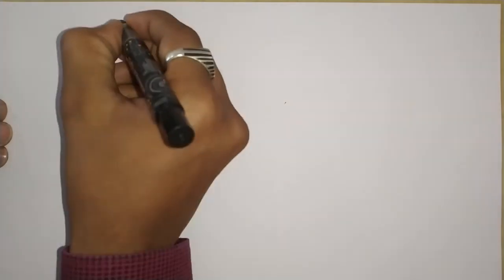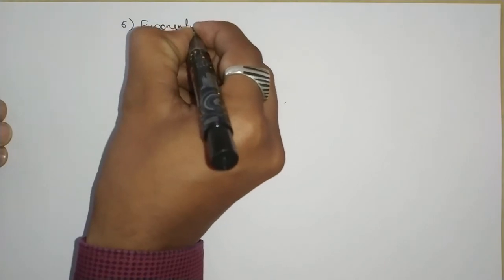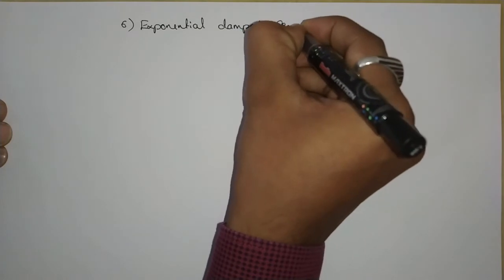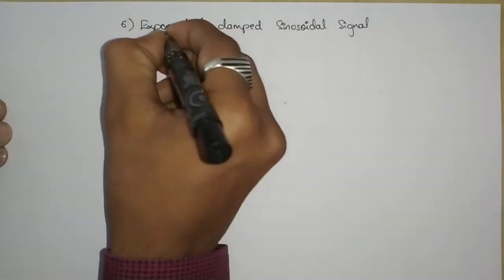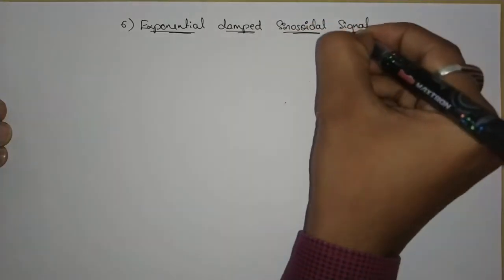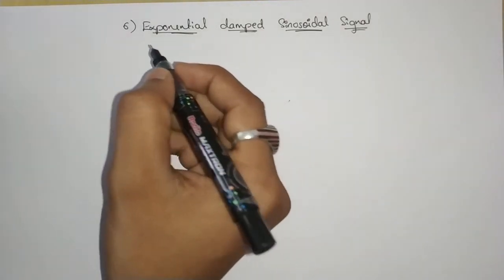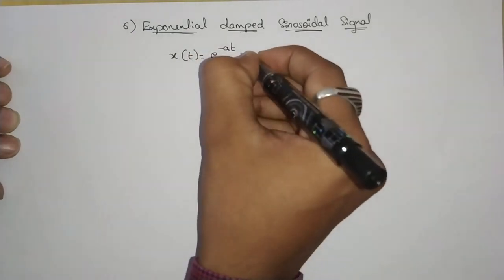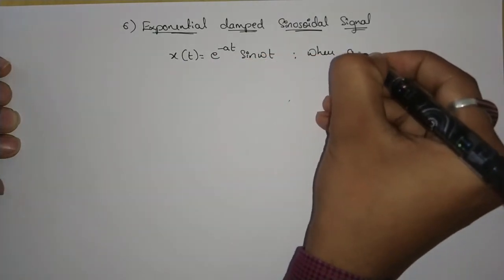And the last function is exponentially damped sinusoidal signal. Exponentially damped sinusoidal signal. These exponentially damped sinusoidal signals are given by x of t is equal to e power minus at sine omega t, where a is greater than 0.